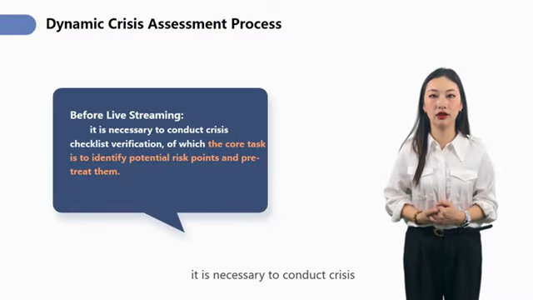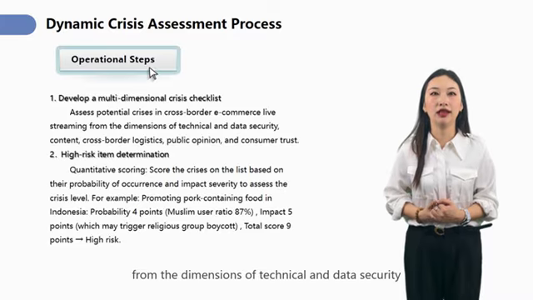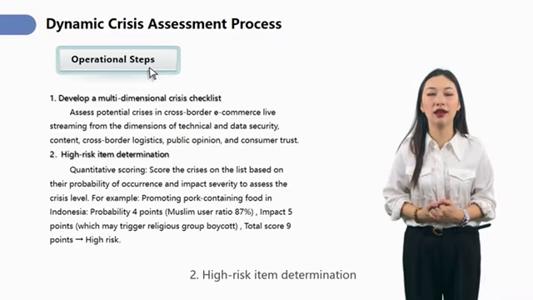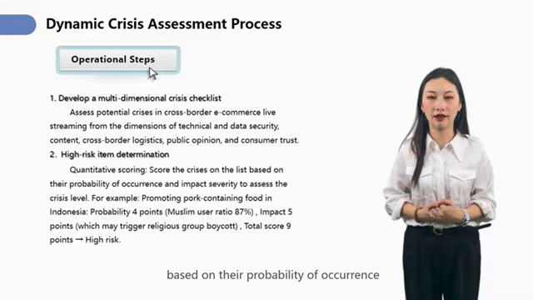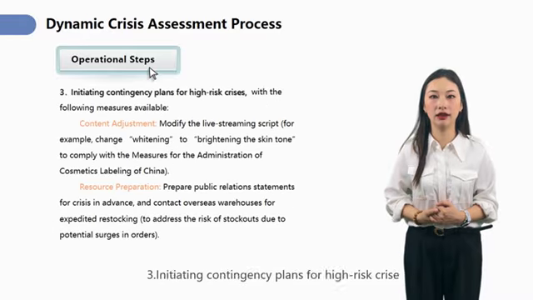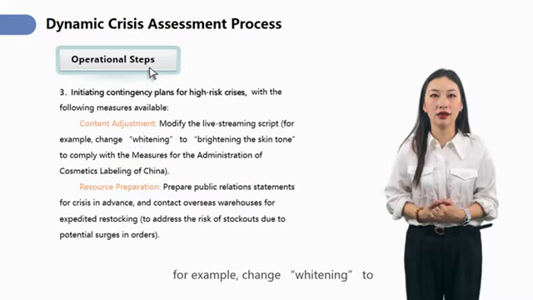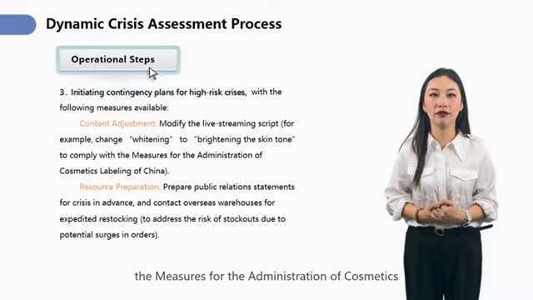Before live streaming, it is necessary to conduct crisis checklists in cross-border e-commerce live streaming from the dimensions of technical and data security, content, cross-border logistics, public opinion, and consumer trust. 2. High-risk item determination. Quantitative scoring. Score the crises on the list based on their probability of occurrence and impact severity to assess the crisis level. 3. Initiating contingency plans for high-risk crises, with the following measures available. Content adjustment. Modify the live streaming script, for example, change whitening to brightening the skin tone to comply with the Measures for the Administration of Cosmetics Labeling of China. Resource preparation. Prepare public relations statements for crises in advance, and contact overseas warehouses for expedited restocking to address the risk of stockouts due to potential surges in orders.